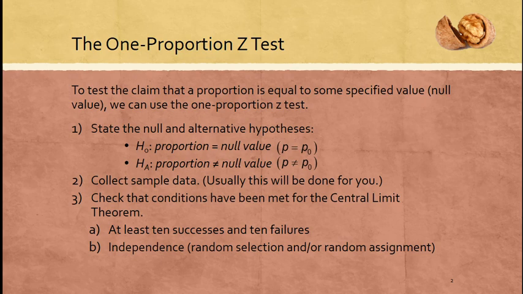The next stage then would be collect the sample data, and for the most part this will be done for you, so we're just going to skip over that part. After that we'll check the conditions, and when it comes to this test there are two main conditions. One is that we have at least 10 successes and 10 failures. That's to kind of guarantee our sample is large enough. And the other one is independence between observations, which we'll assume that we have if we have random selection and/or random assignment.